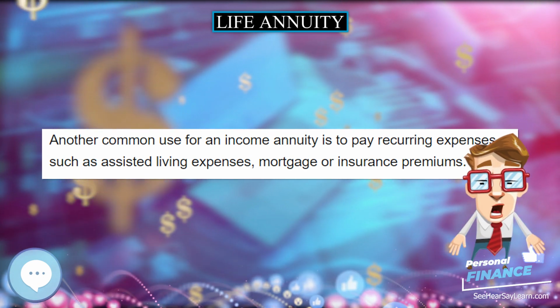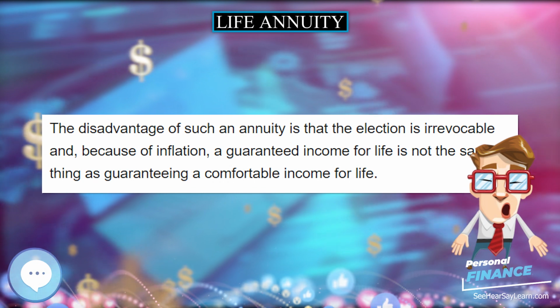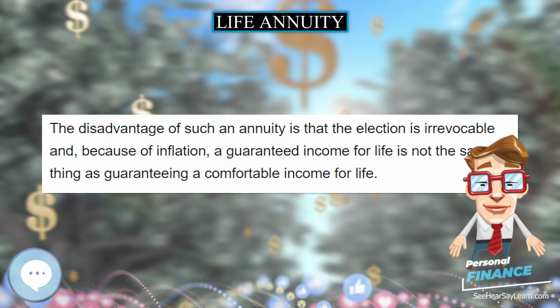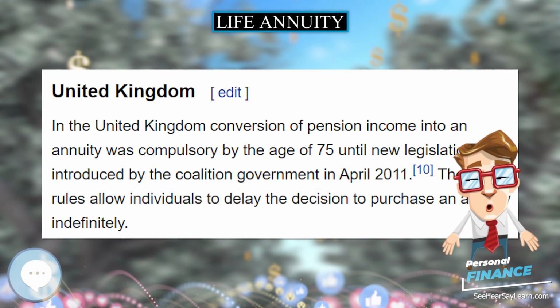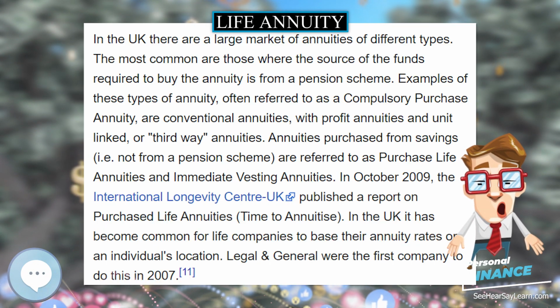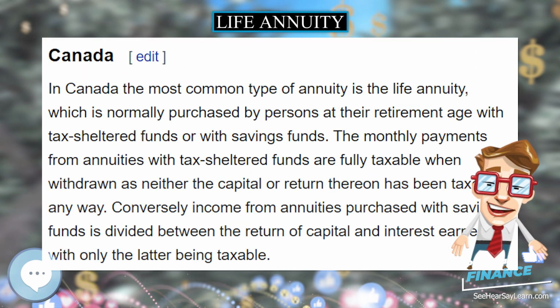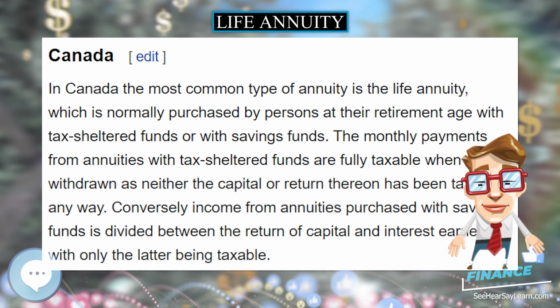In October 2009, the International Longevity Centre UK published a report on purchased life annuities, Time to Annuities. In the UK it has become common for life companies to base their annuity rates on an individual's location. Legal & General were the first company to do this in 2007.